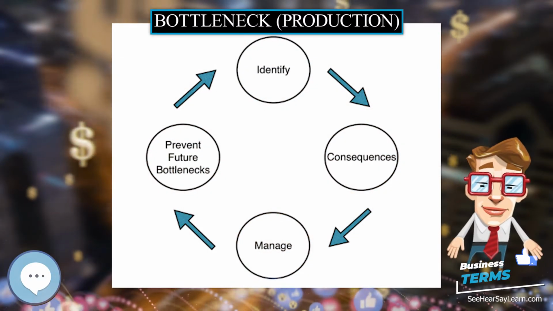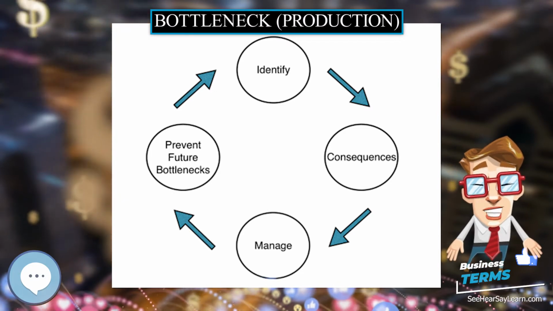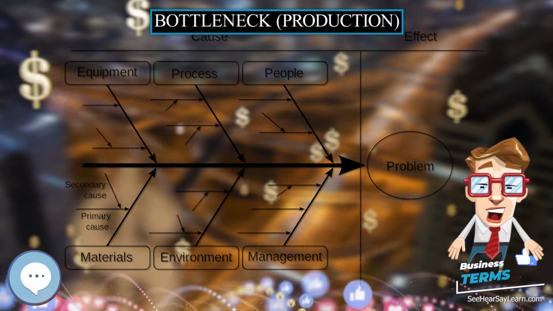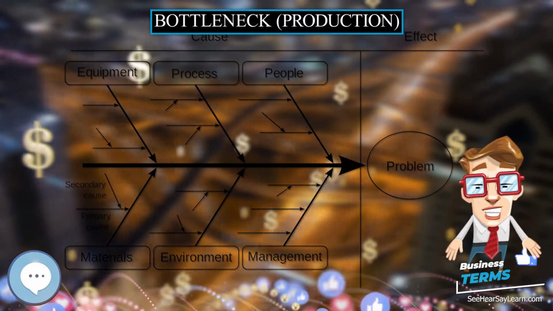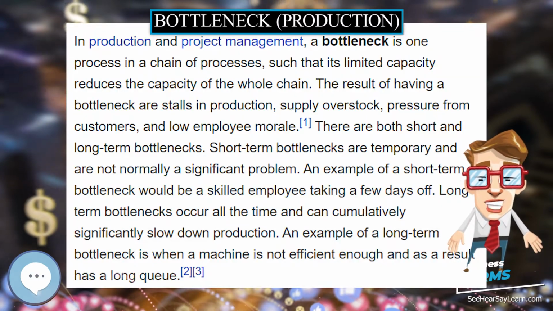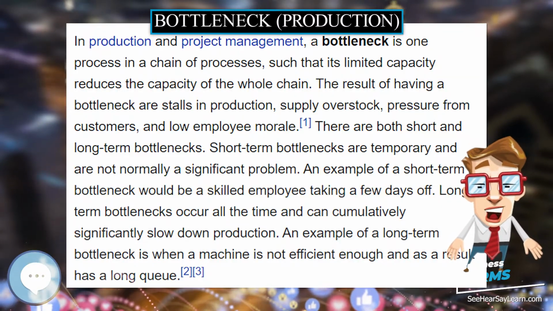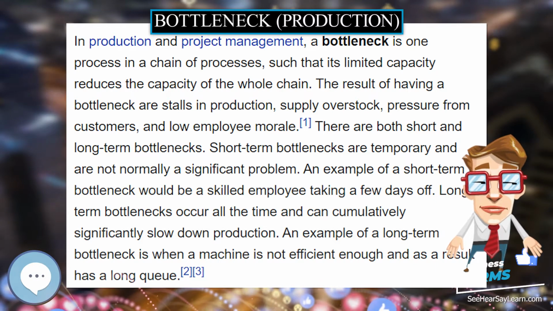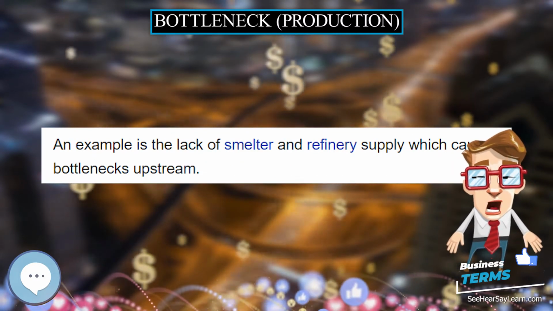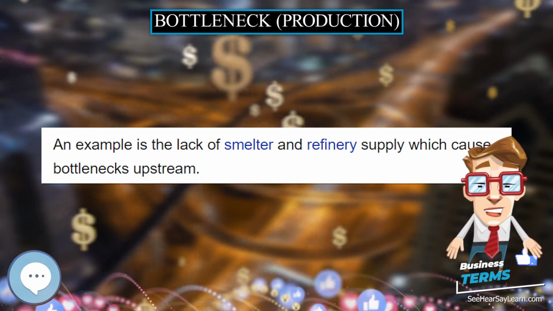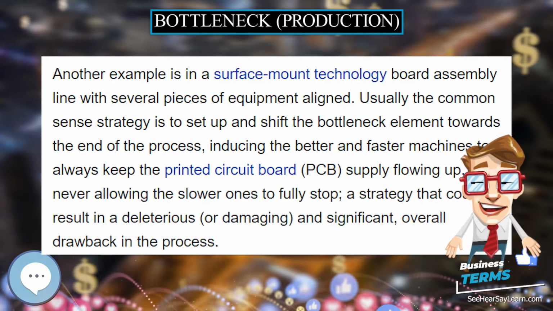Bottleneck, production. In production and project management, a bottleneck is one process in a chain of processes, such that its limited capacity reduces the capacity of the whole chain. The result of having a bottleneck are stalls in production, supply overstock, pressure from customers, and low employee morale.